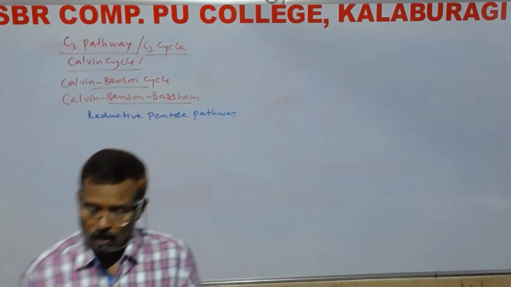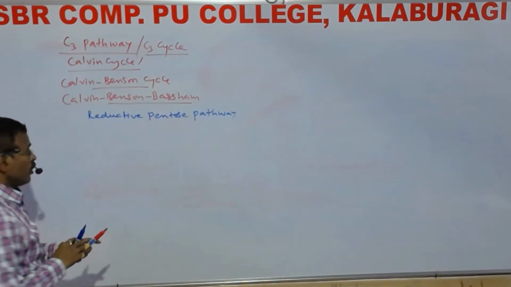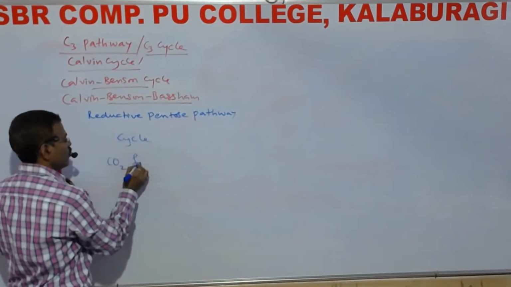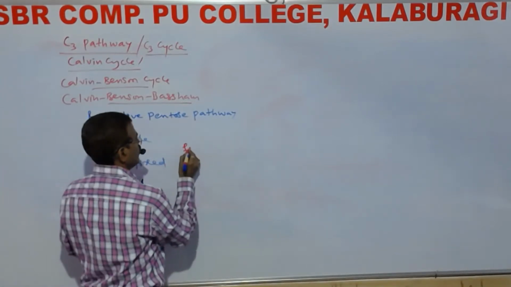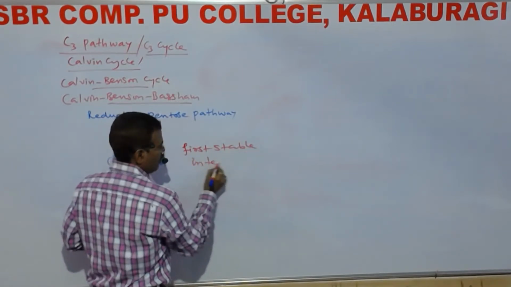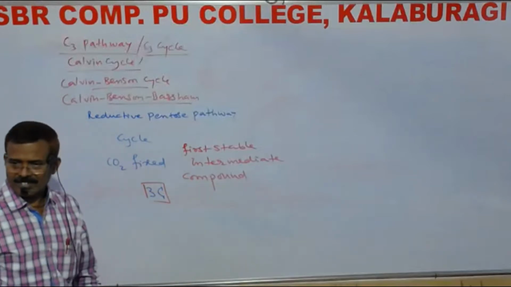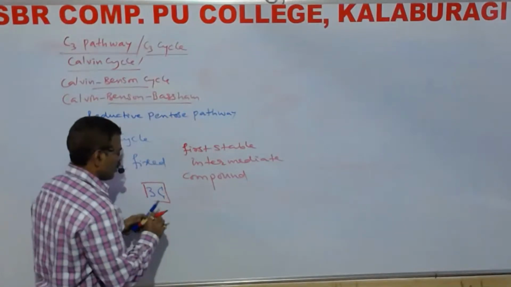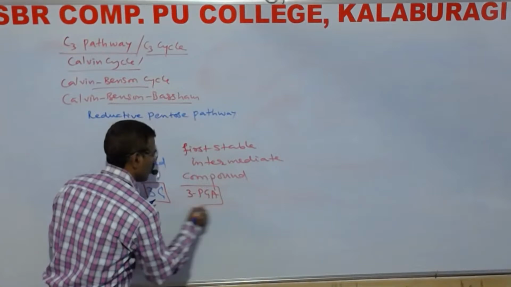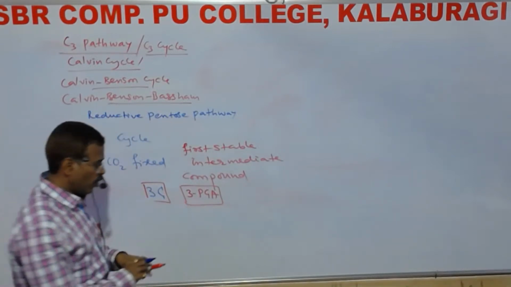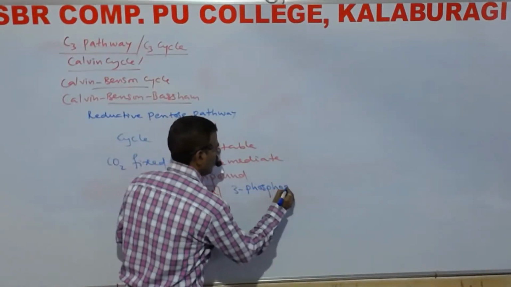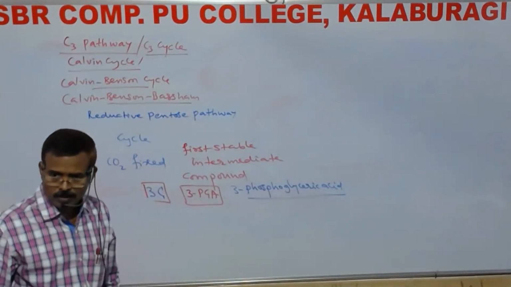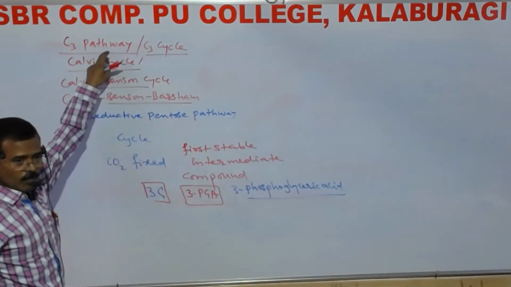Now listen, why is it called the C3 pathway? The name C3 pathway is given because in this cycle, when carbon dioxide is fixed, the first stable intermediate compound formed during this pathway is a 3 carbon compound. The 3 carbon compound is 3PGA. Remember this, very, very important, boys and girls. This is 3-phosphoglyceric acid, the first stable intermediate compound formed in this pathway. That is why it is called the C3 pathway or C3 cycle.